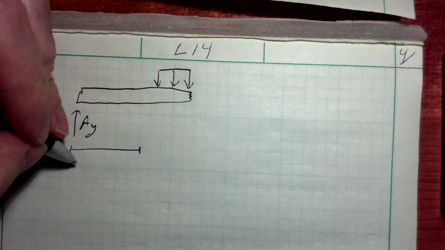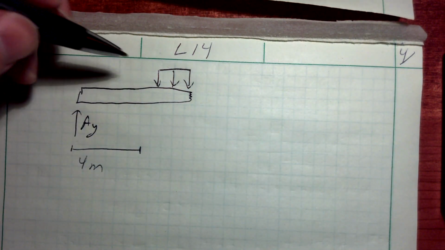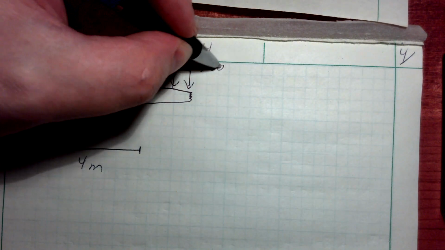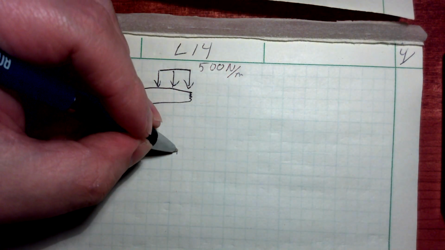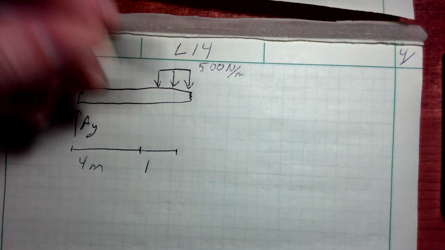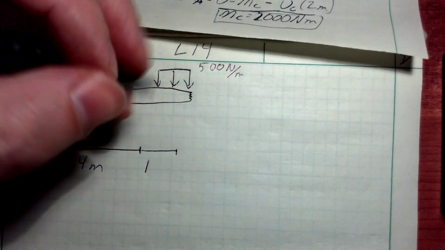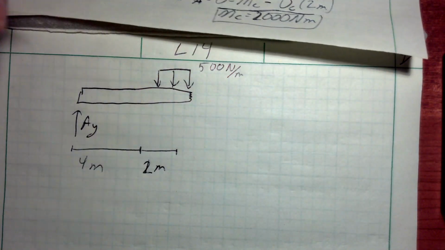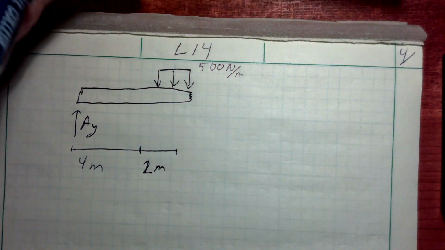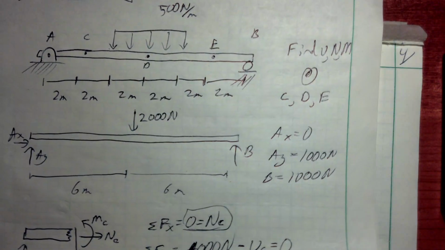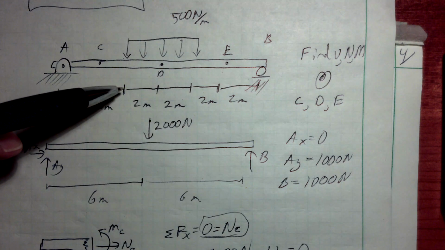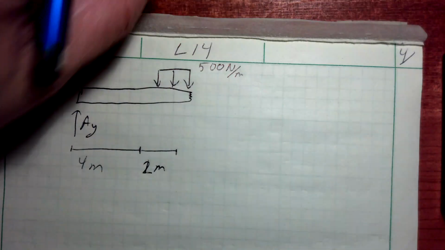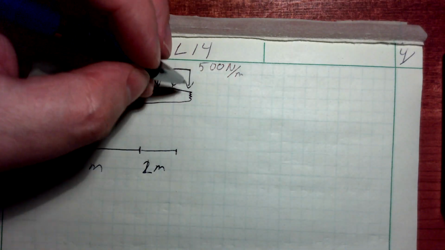Okay, so I've got 4 meters until this distributed load with an intensity of 500 newtons per meter occurs, and point D is 2 meters in. Again, I'm cutting right here at point D, so that's 4 meters to the distributed load, 2 more meters into point D. So I have 2 meters worth of this distributed load.